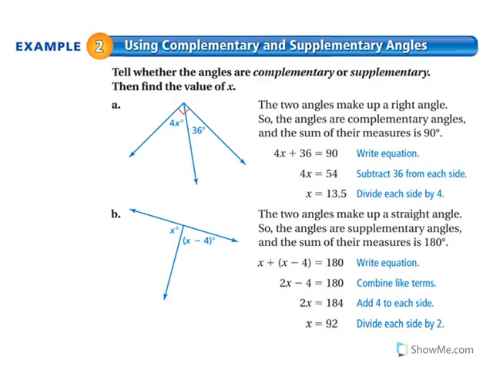Okay, example 2. Using complementary and supplementary angles. First, we're going to tell whether the angles are complementary or supplementary, and then find the value of x, just like we did in chapter 7.1. For A, you can tell there's a right angle sign right here. Therefore, these two make up a 90-degree angle. Therefore, these are complementary.